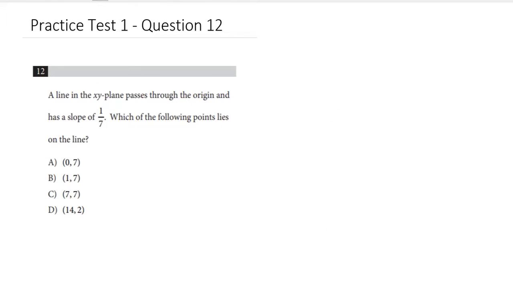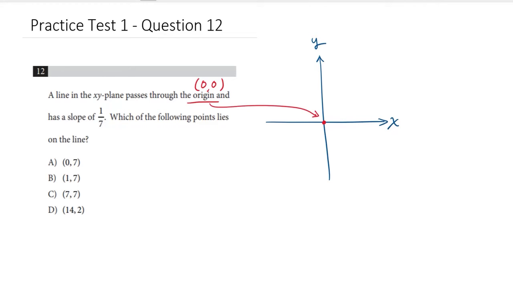Question 12. A line in the xy plane passes through the origin. So origin is the point 0 and 0. So that's the 0 and 0. When you have the xy plane, that is the point we're talking about, the origin. And it has the slope of 1/7. Which of the following points lies on the line?